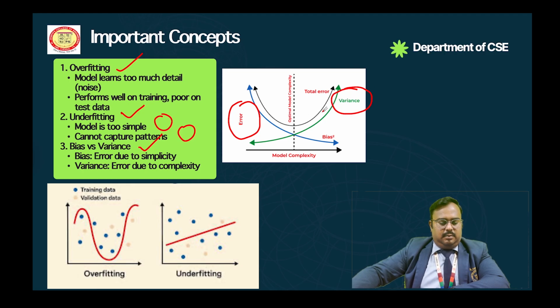So in this diagram we will discuss overfitting and underfitting. What is meant by overfitting? The model learns too much detail. Underfitting means the model is too simple. So that's it from this side.